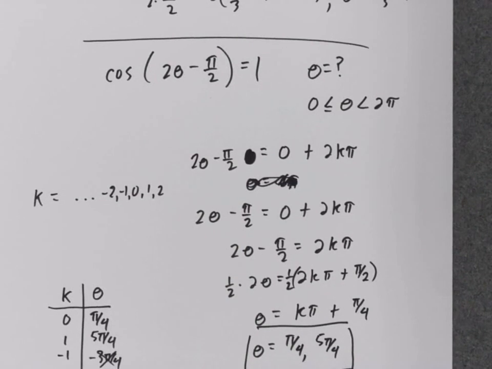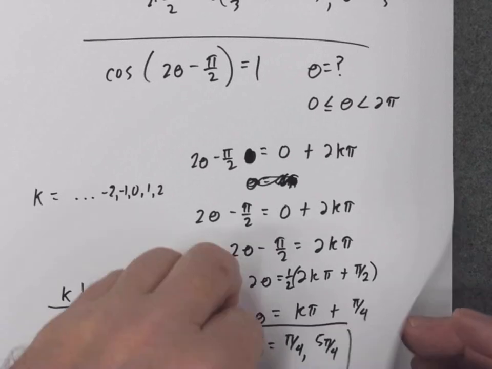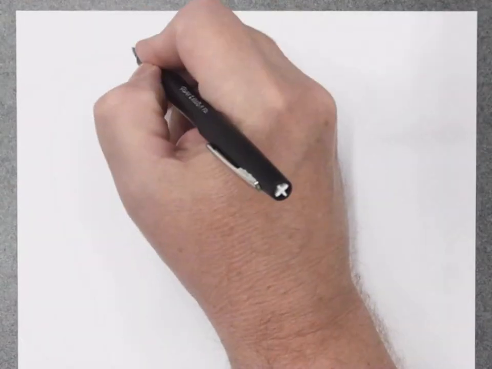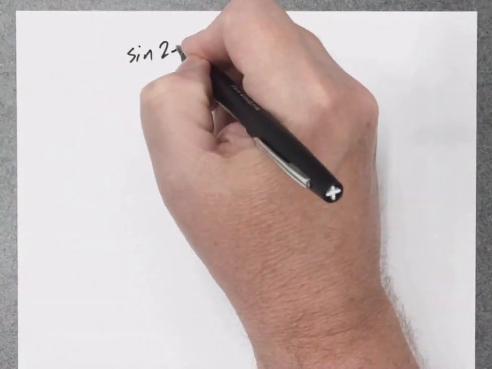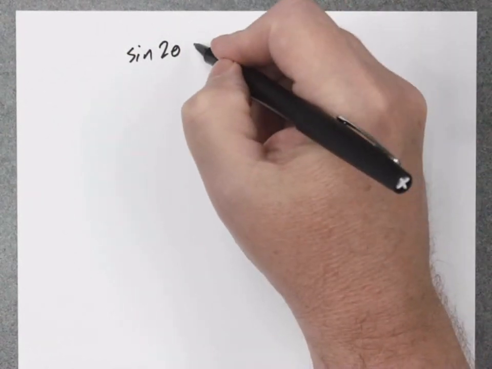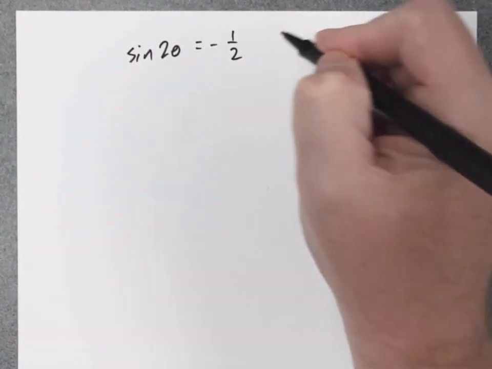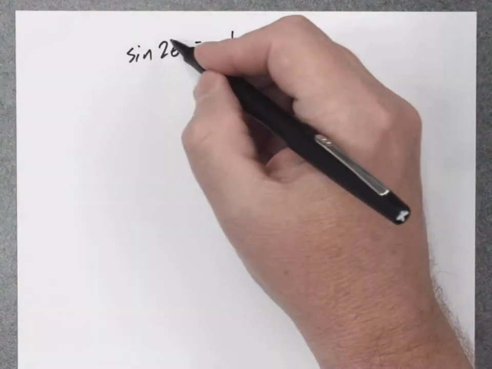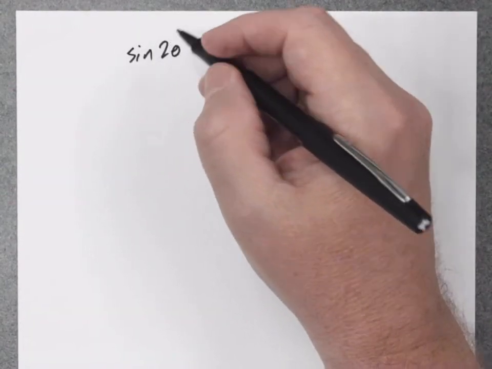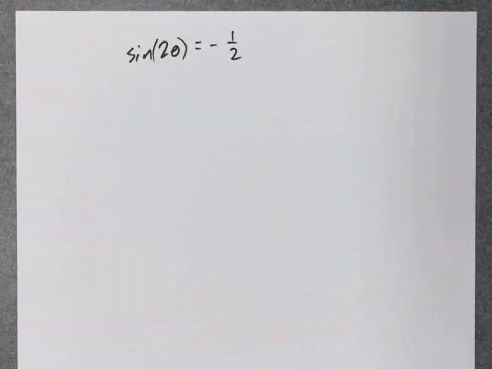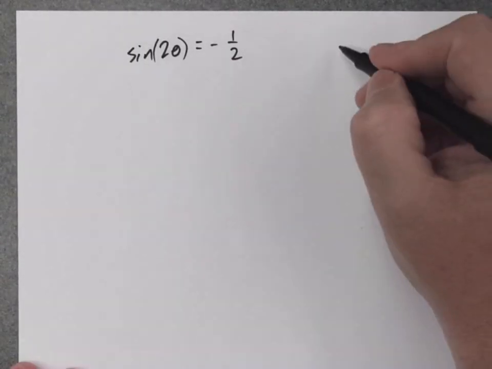Now let me just look at one more. These are a little tricky. This last one I will work is sine of 2 theta. So once again, I've got more than just theta inside the trig function, so I have to account for that.